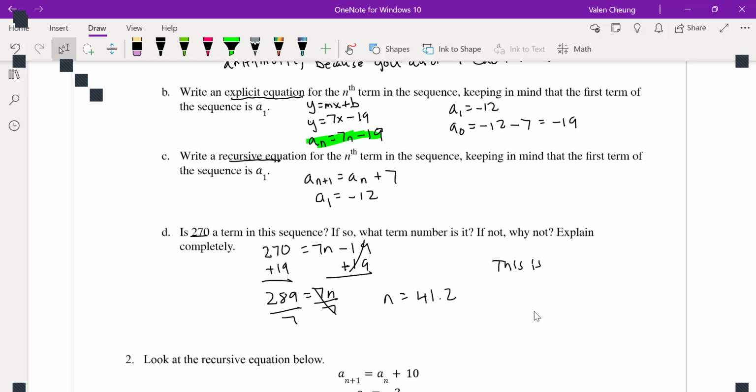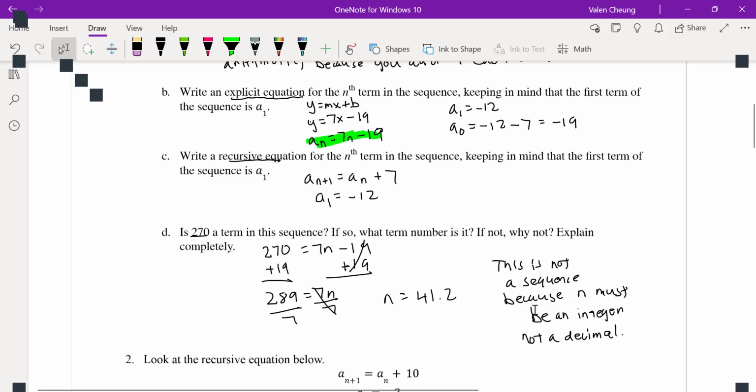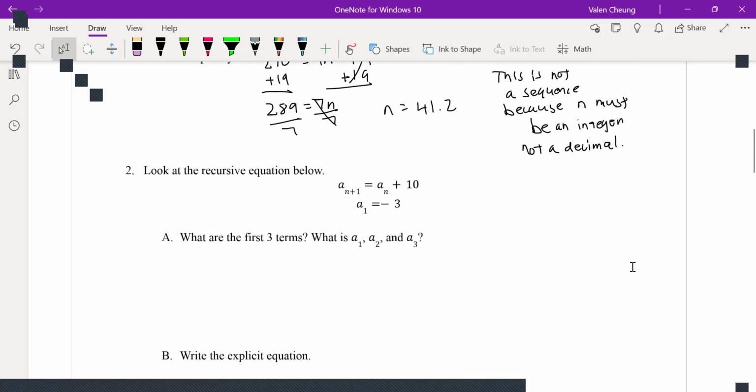This is not a term in the sequence because n must be an integer, not a decimal. So n stands for which term it is, the term number: first term, second term, third term. There's no such thing as a 41-point-second term.